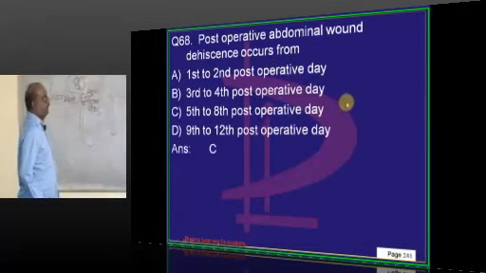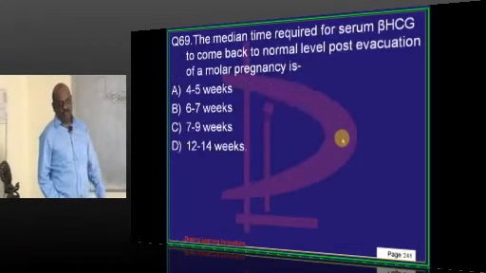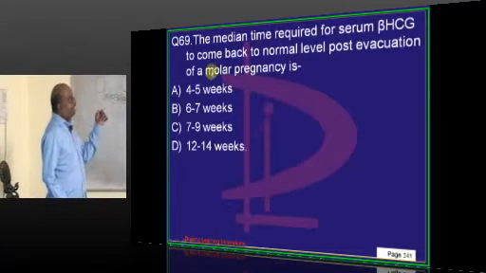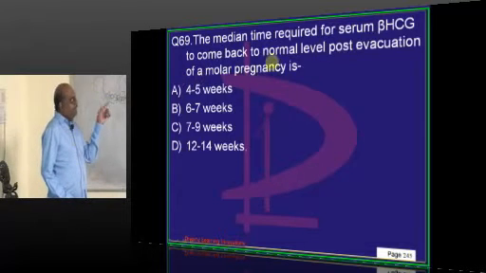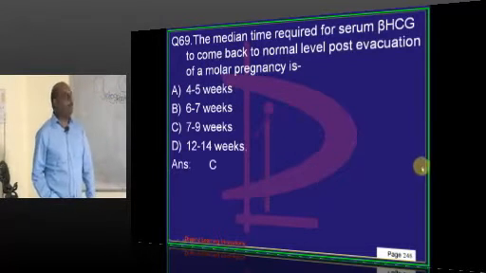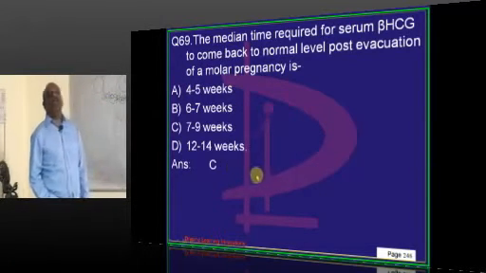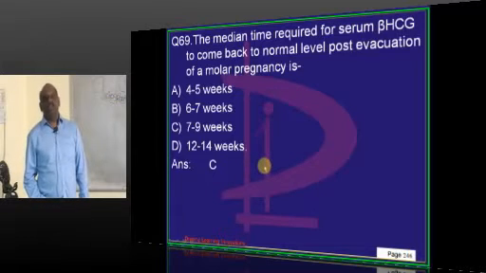Then is post-operative wound dehiscence, doctor, 5th to 8th day post-operatively. So what is the time required for serum beta HCG to normalize after a molar pregnancy, doctor? It takes around 7 to 9 weeks. And a very, very standard question.